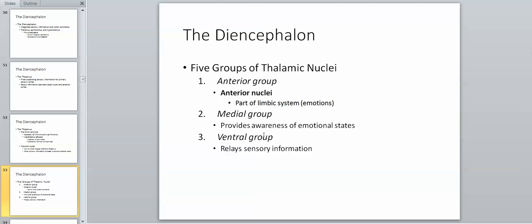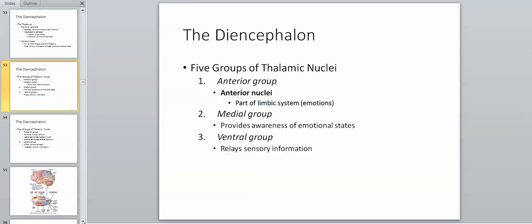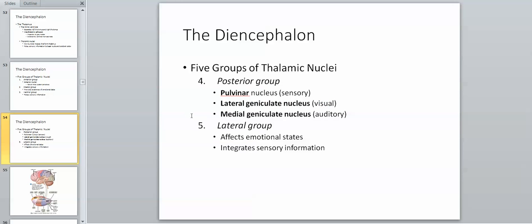Then we have the ventral group, which is going to be relaying sensory information, especially from the periphery. For example, pain, touch, temperature, pressure, these kinds of physical touch sensations. And then we're also going to have the posterior group. And the posterior group is dominated by a very large nucleus called the pulvinar, which is a sensory nucleus as well. Then we have the lateral geniculate nucleus, which, as we said, is going to be relaying information from the retina, which is the sensory portion of the eye, via the optic nerve, which brings that information back.